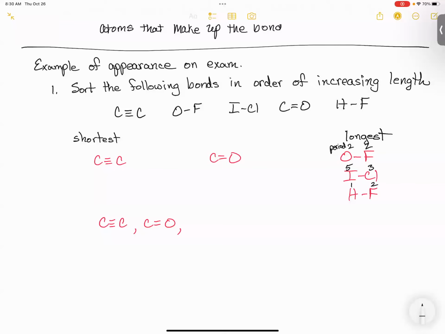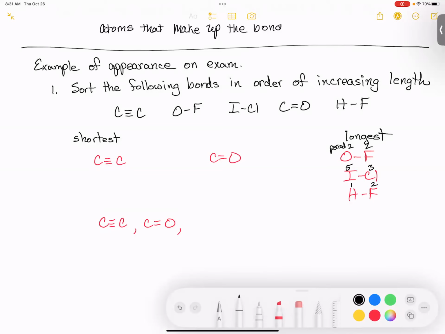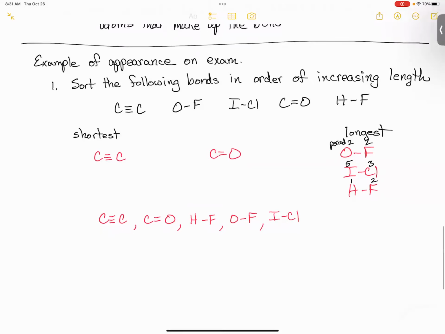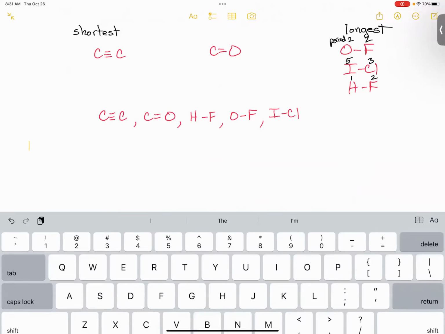Why did I look at periods first? Because they made the most sense to look at, because period is the predominating one. And so just looking at the periods, as far as the shorter one that is left, that is going to be the HF, because it has the smaller atoms, followed by the OF, followed by the ICl. So the latter, what you see at the bottom, is what I would expect on an exam.